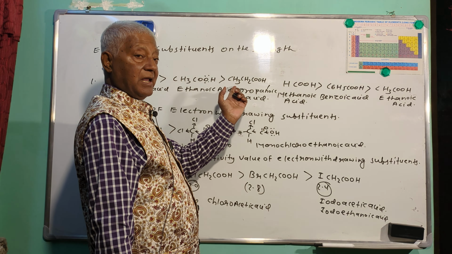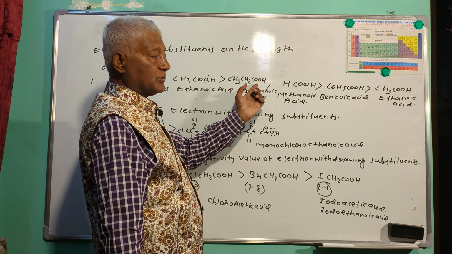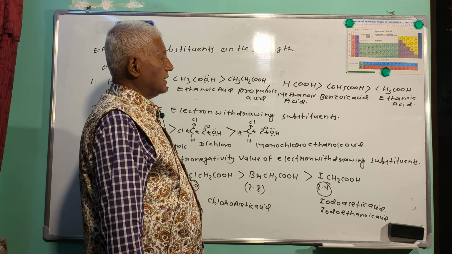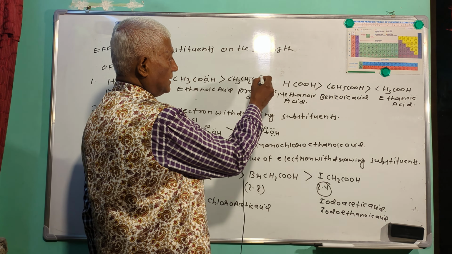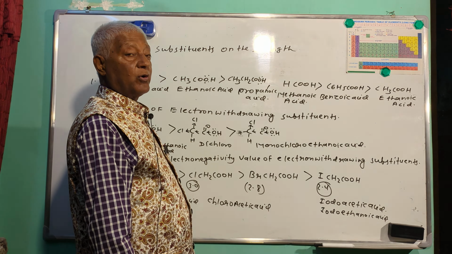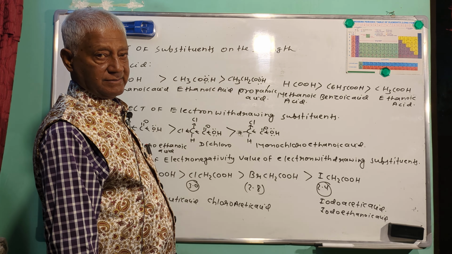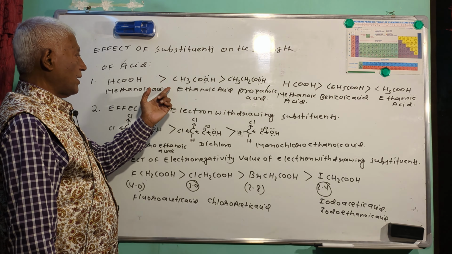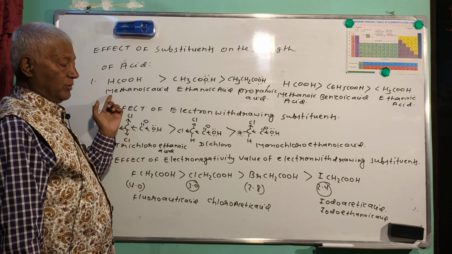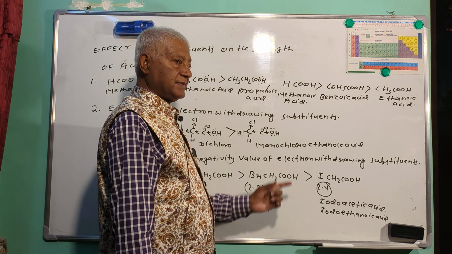Next one, what is the ethyl group? Due to the presence of the ethyl group, there is more electron density over here. So we can say it is less acidic with respect to ethanoic and with respect to methanoic. Sometimes they ask this trend, and sometimes they ask a trend like this.